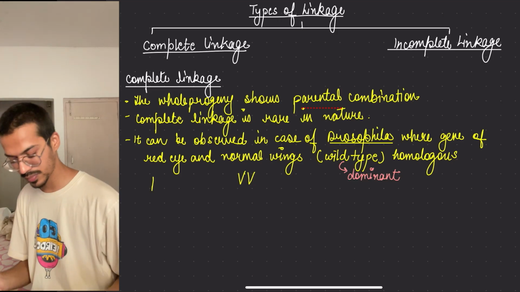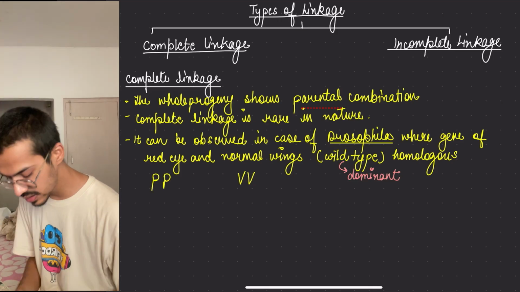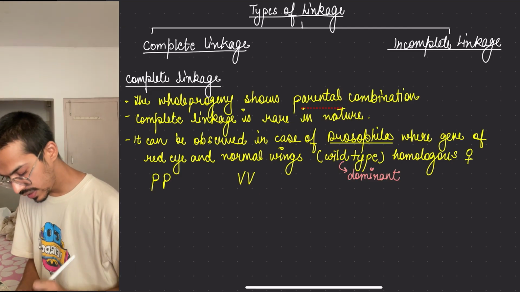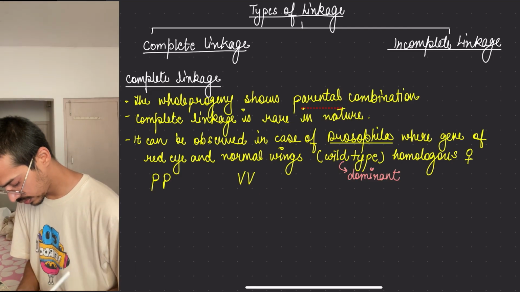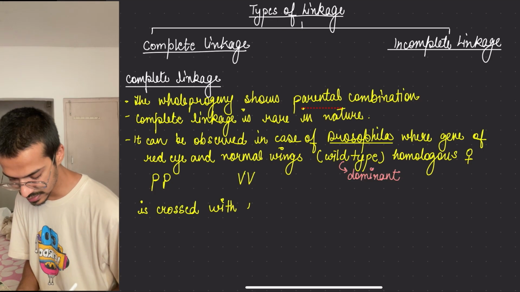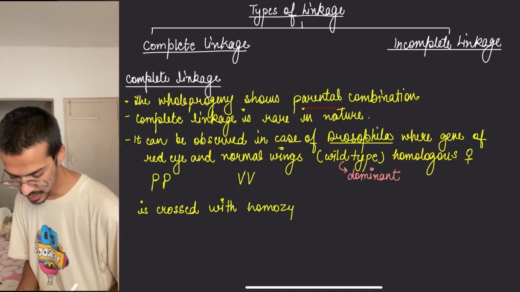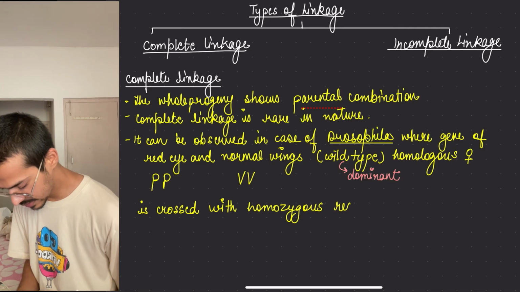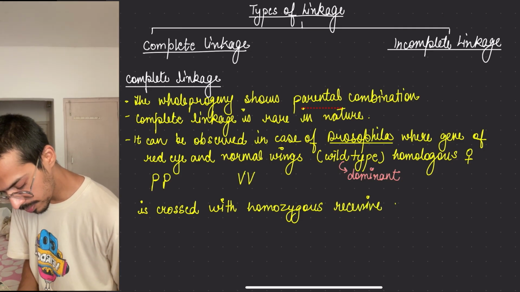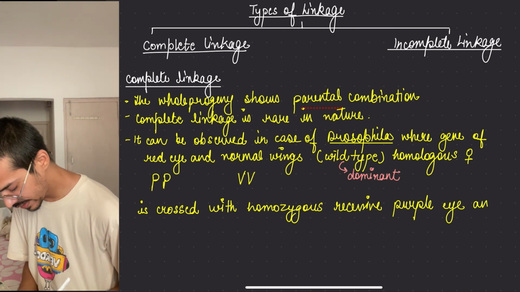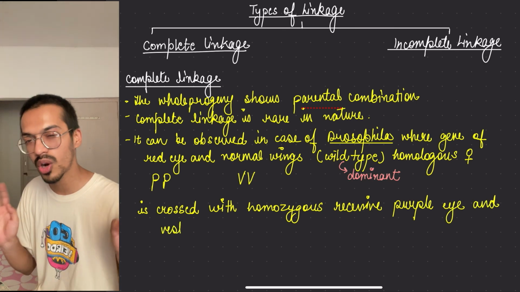capital B. Okay, so this is the homozygous condition, so a homozygous female is crossed with a homozygous recessive, because the dominant character has already been taken. So the recessive color is what? Purple eye and vestigial wings. Vestigial means which is not able to move. Okay.